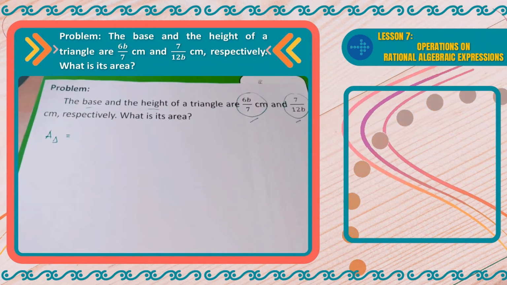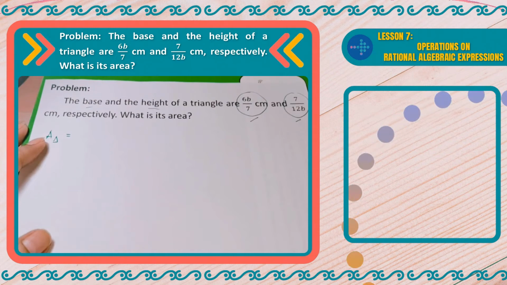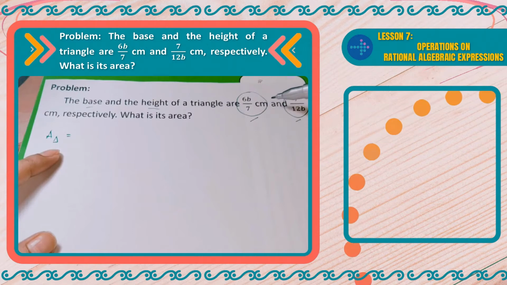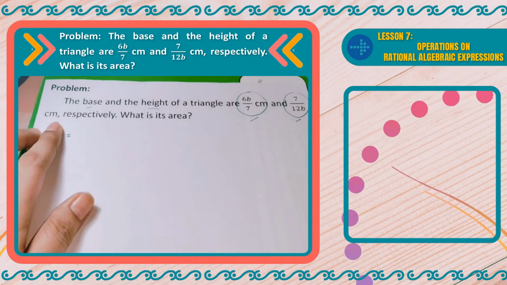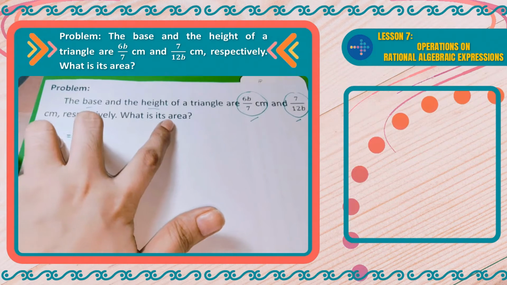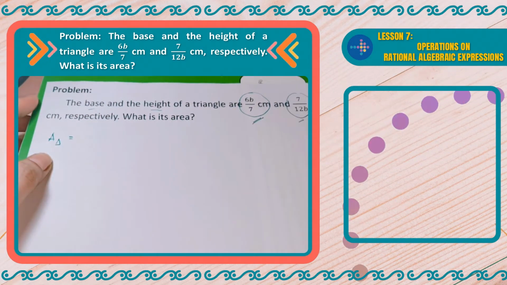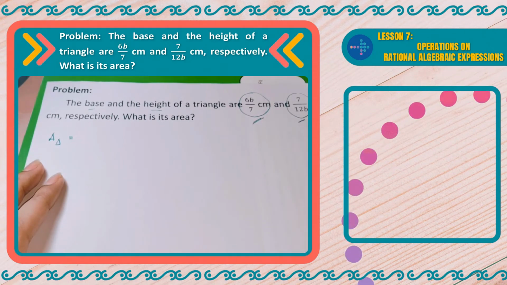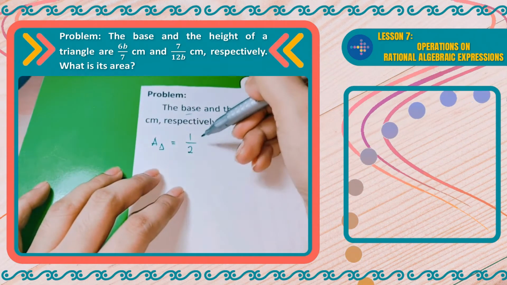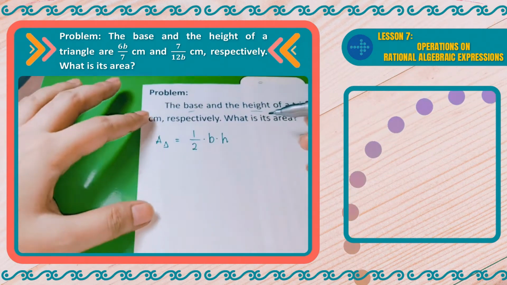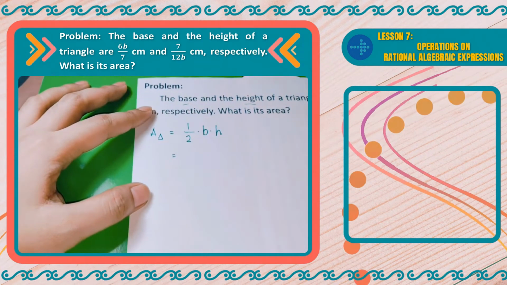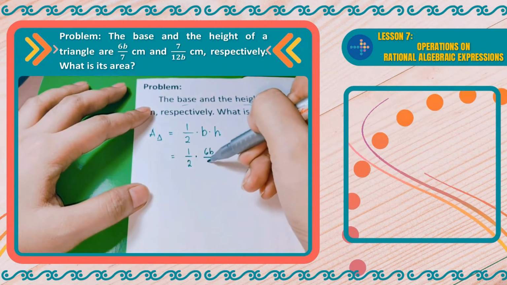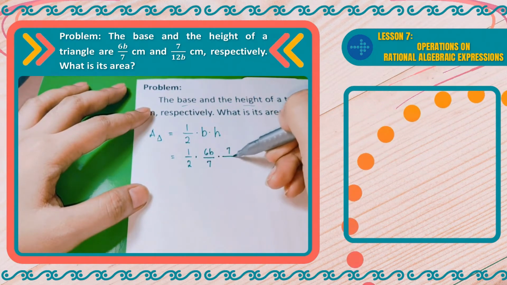So let us apply the multiplication of RAE in a word problem. So the problem is the base and the height of a right triangle are 6b over 7 centimeters and 7 over 12b centimeters respectively. So what is its area? So the base is 6b over 7, height is 7 over 12b, and we all know that the area of a triangle is equal to 1/2 times the base times the height. So let us substitute the values in the formula. So 1/2 times 6b over 7 times 7 over 12b.